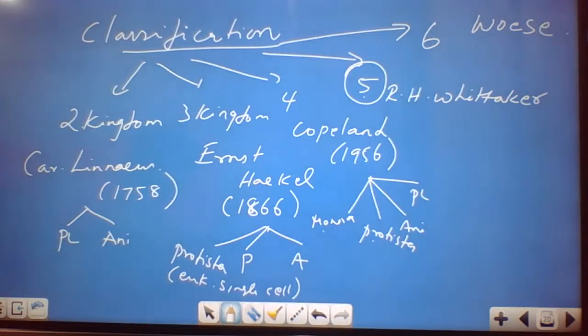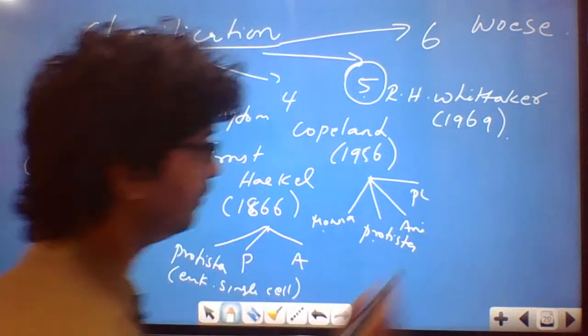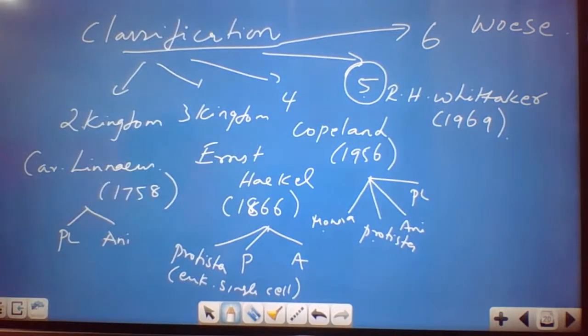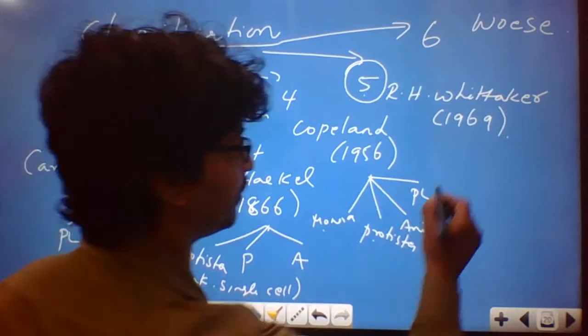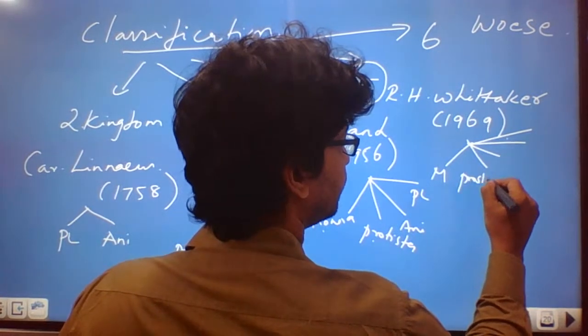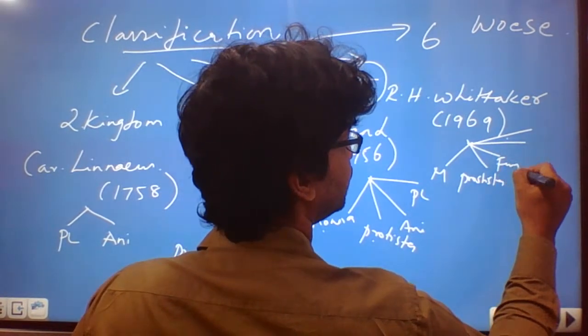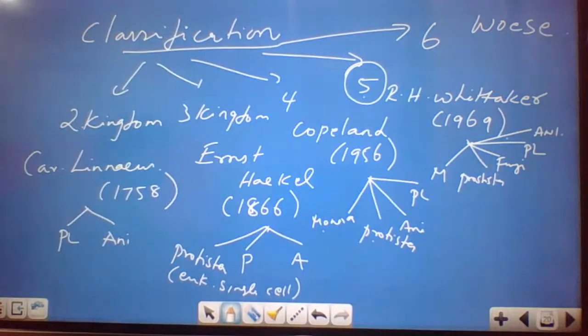All right, guys. Next, move on to the five kingdom concept, which is proposed by Whittaker. We talk about Whittaker's five kingdom concept, and he proposed it in the year 1969. As far as Whittaker's five kingdom concept is concerned, there are five kingdoms: Monera, Protista, Fungi, Plantae, and Animalia. So we have Monera, we have Protista, a separate kingdom for Fungi, and we have one for plants and also for Animalia. So this was the proposal of R.H. Whittaker.